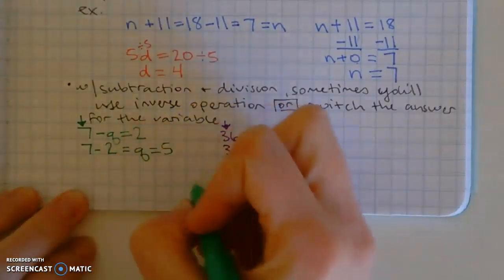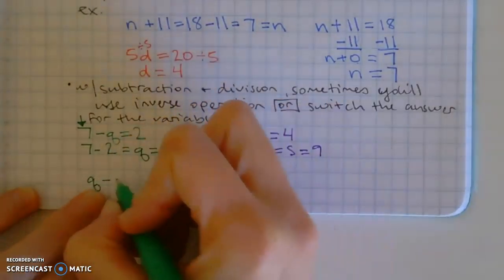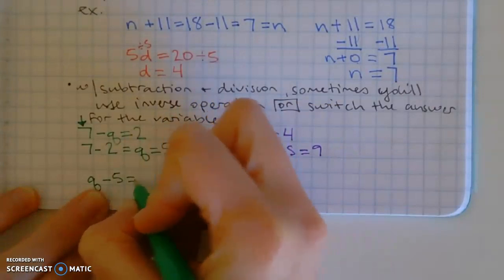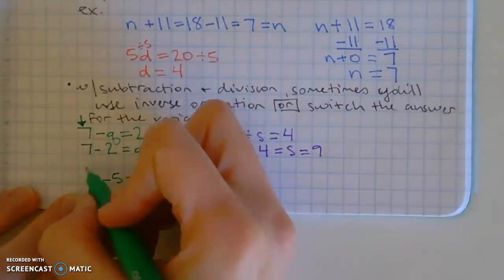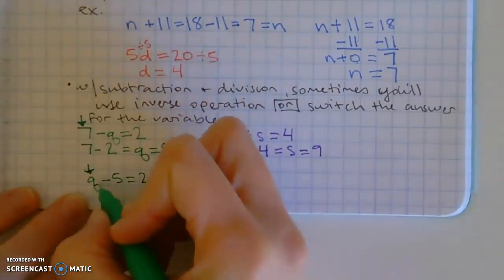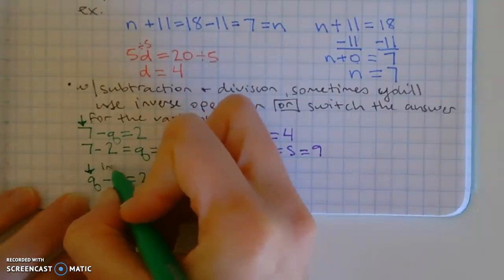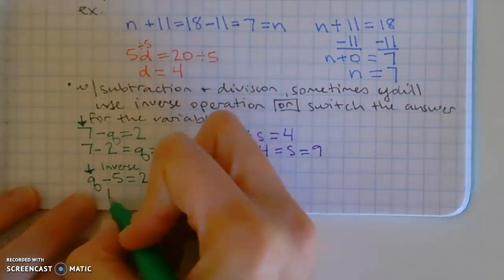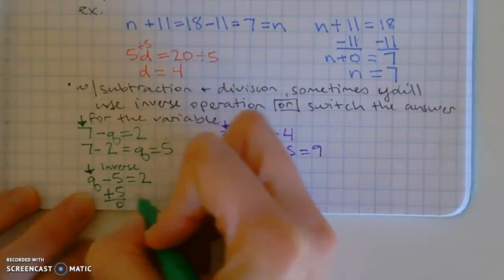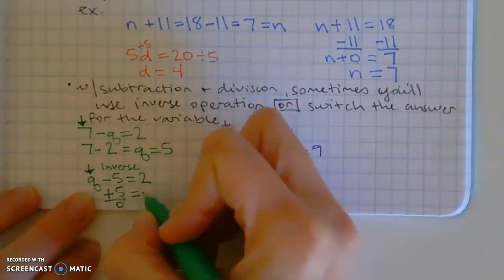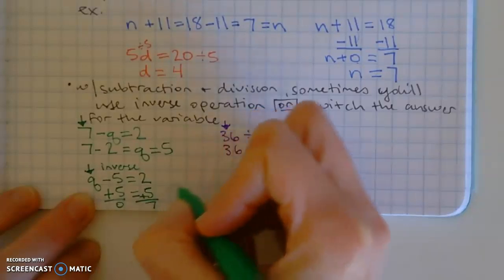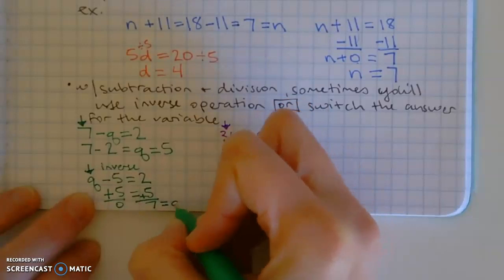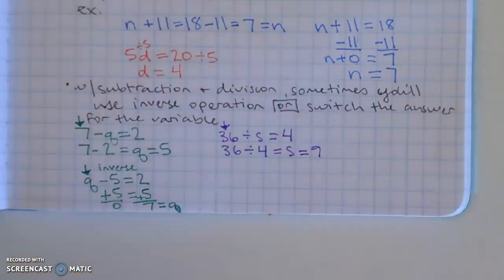Okay, let's try this if my subtraction is in the opposite way. So let's say I had q minus 5 equals 2. Well, I don't know what this is, so I have to use my inverse operations. So I'm going to add 5 to make that 0, and I'm going to add 5 over here, and that's going to give me 7 equals q. Sorry, I ran out of room there.